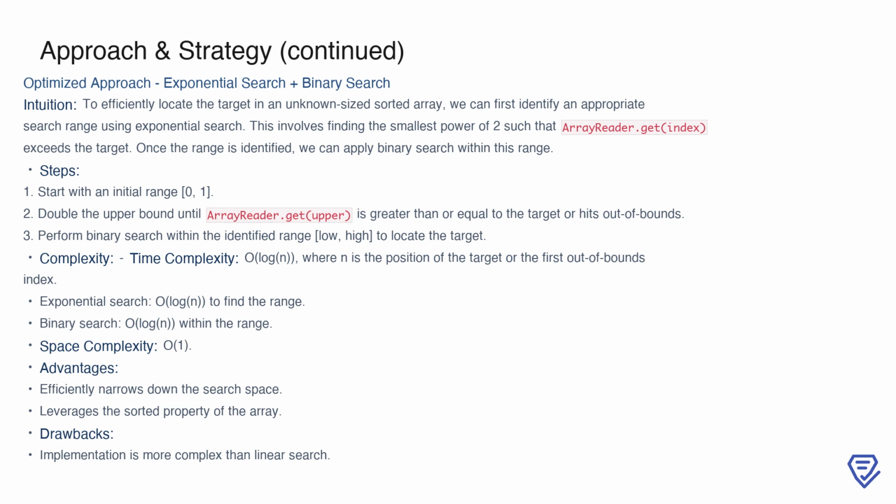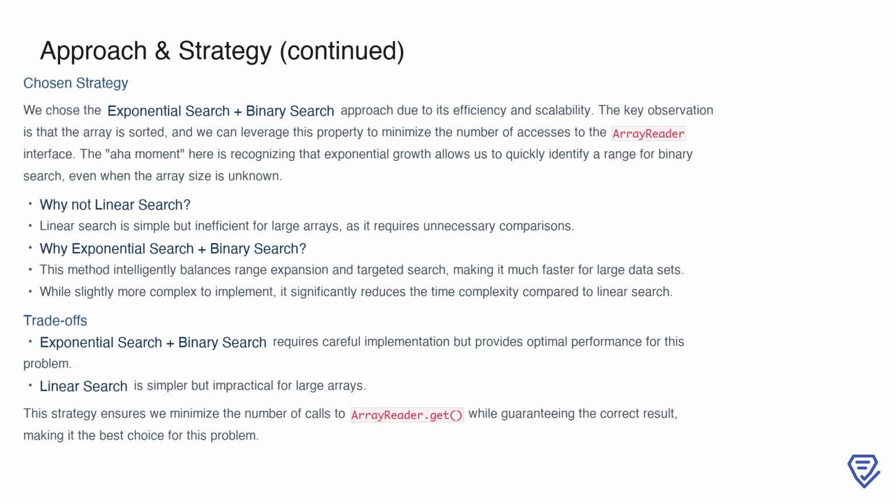While this method is more complex to implement than linear search, it smartly leverages the sorted nature of the array to drastically reduce the number of comparisons and array reader calls, making it a far better choice for large datasets. Given the constraints of the problem and the need for efficiency, we've chosen the exponential search combined with binary search approach as our strategy. This method is both scalable and efficient, as it minimizes the number of calls to the array reader interface while guaranteeing the correct result.